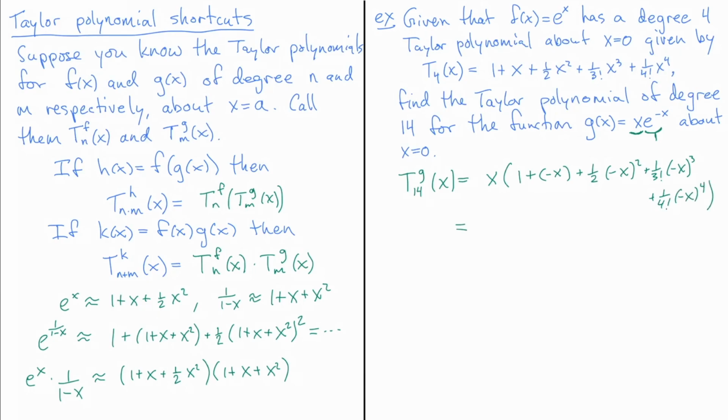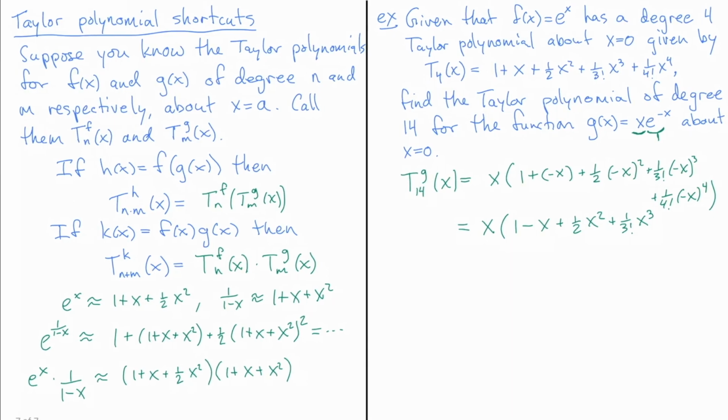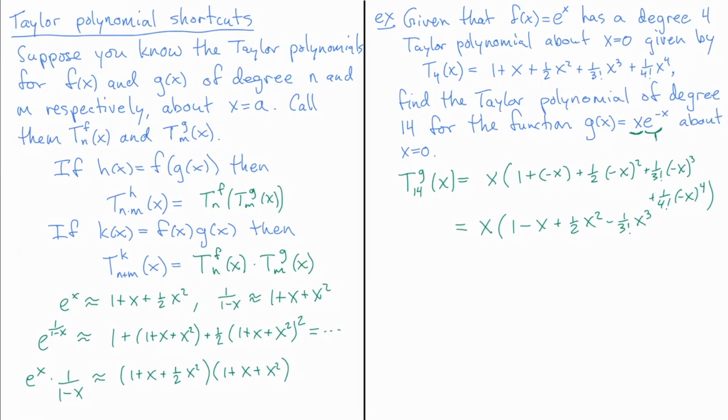And so we can simplify all this down to write a term-by-term Taylor polynomial. First, let's take care of all those minus signs. We have 1 minus x plus 1/2 x squared, because there are 2 minus signs in that product, plus 1 over 3 factorial x cubed, but there's a minus sign from the minus sign cubed, so we turn that plus into a minus, and then plus 1 over 4 factorial x to the 4.